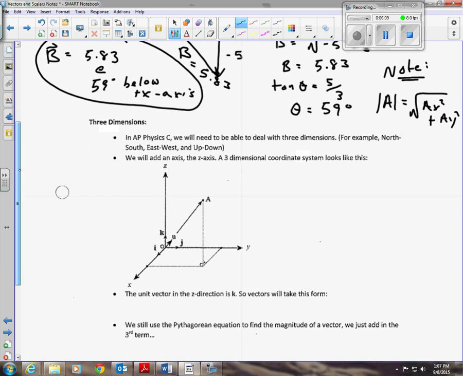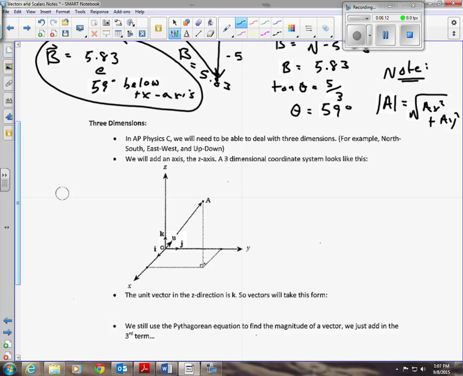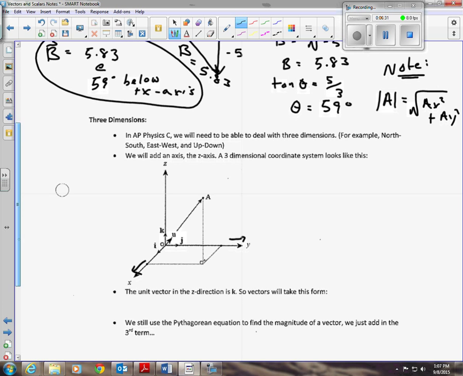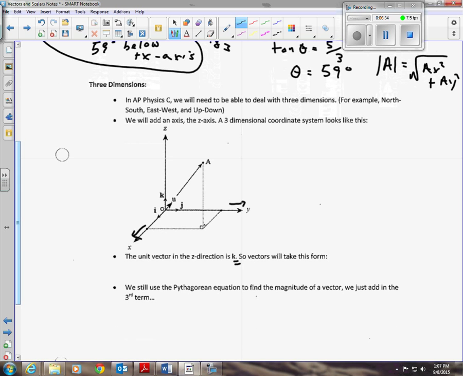Now, a bit of complication of this is in Physics C, we're going to be able to deal with 3 dimensions. So north, south, east, and west, and then up and down. So here's an example. I have the x direction going out this way. Okay, I have the y direction going this way, and then z is up and down. The unit vector in the z direction is k. So we're just going to add one more term. If I want to express vector A, I can express it as ax times i plus ay times j plus az times k.